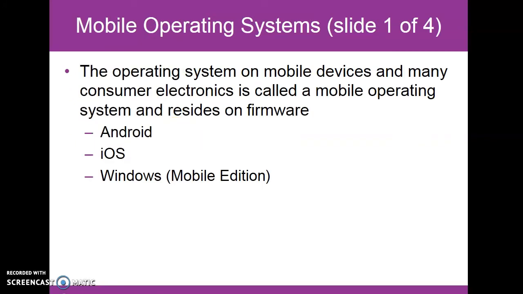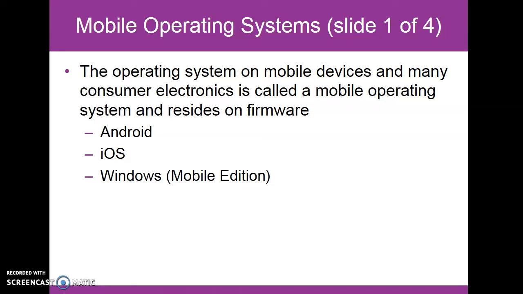Then let's move to mobile operating systems. A mobile operating system is the operating system on mobile devices and many consumer electronics, and it normally resides on firmware. So these are examples of mobile operating systems, which are Android, iOS, and Windows.